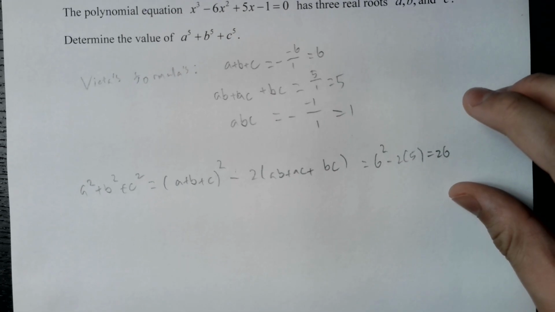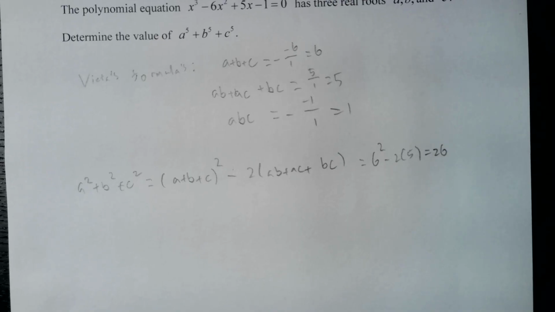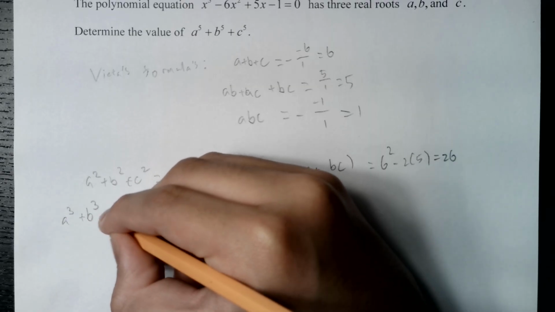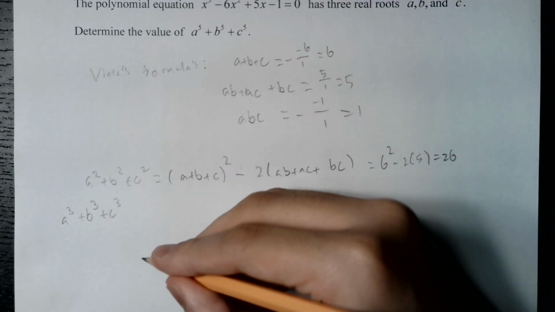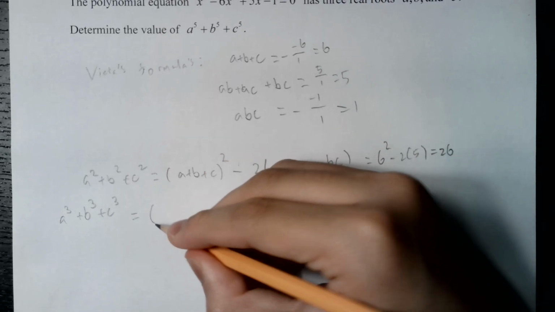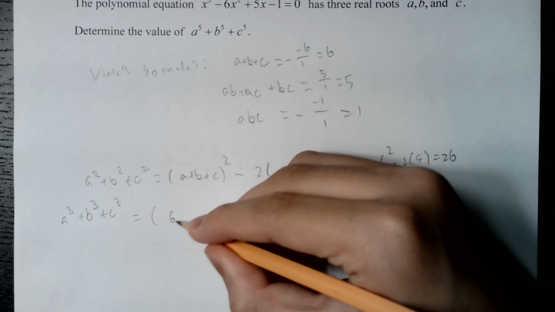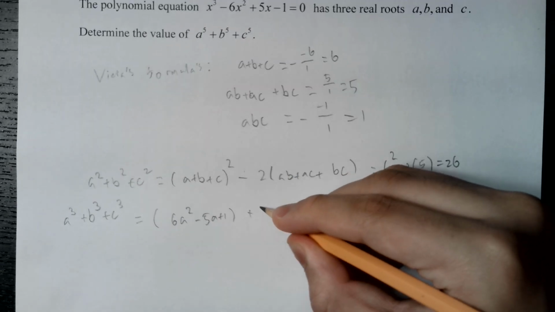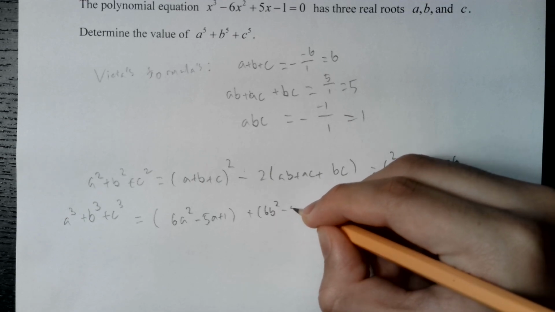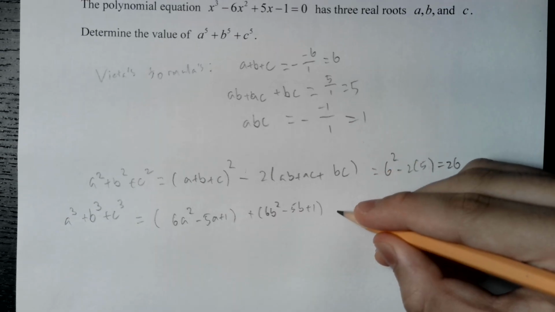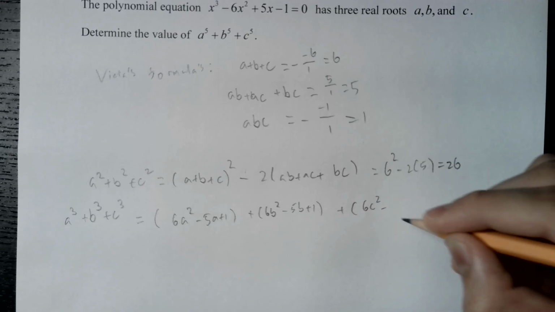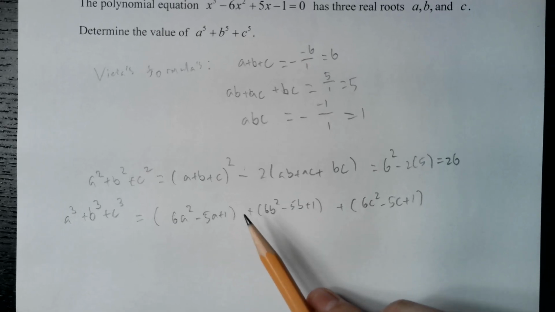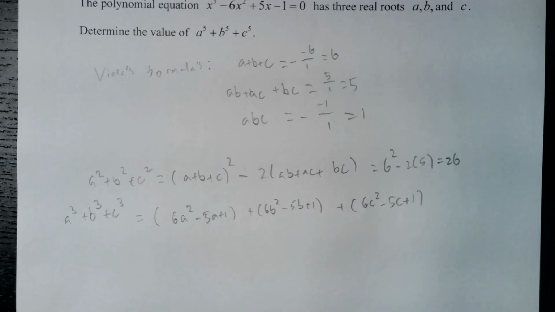Now we're going to do the same thing for a to the power of 3 plus b to the power of 3 plus c to the power of 3. This is going to be equal to 6a squared minus 5a plus 1, I'll explain why, plus 6b squared minus 5b plus 1, plus 6c squared minus 5c plus 1. Now, where did I get these numbers? 6a squared minus 5a plus 1, 6b squared minus 5b plus 1, and so on. Where did I get this?